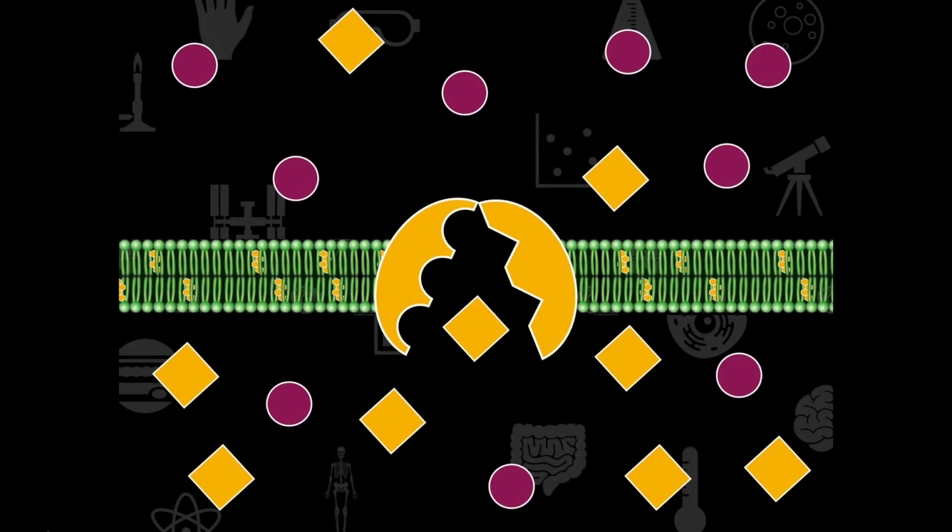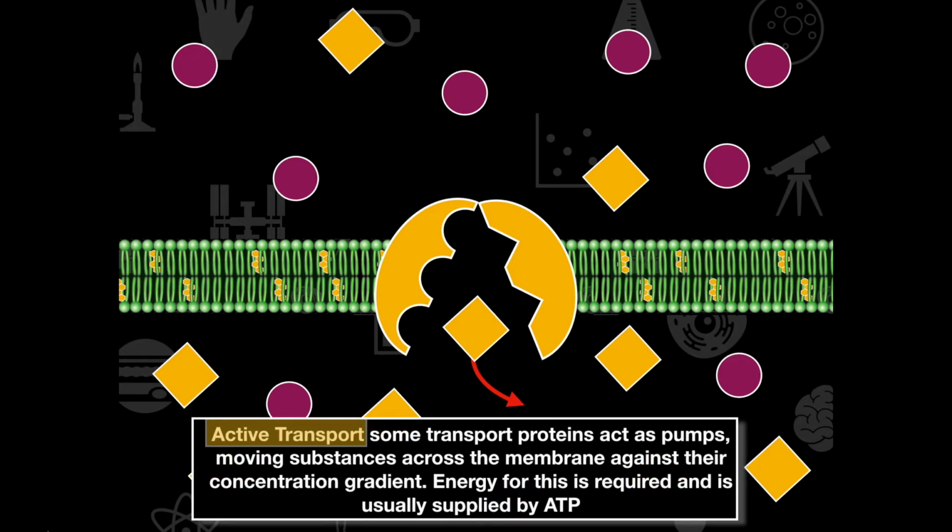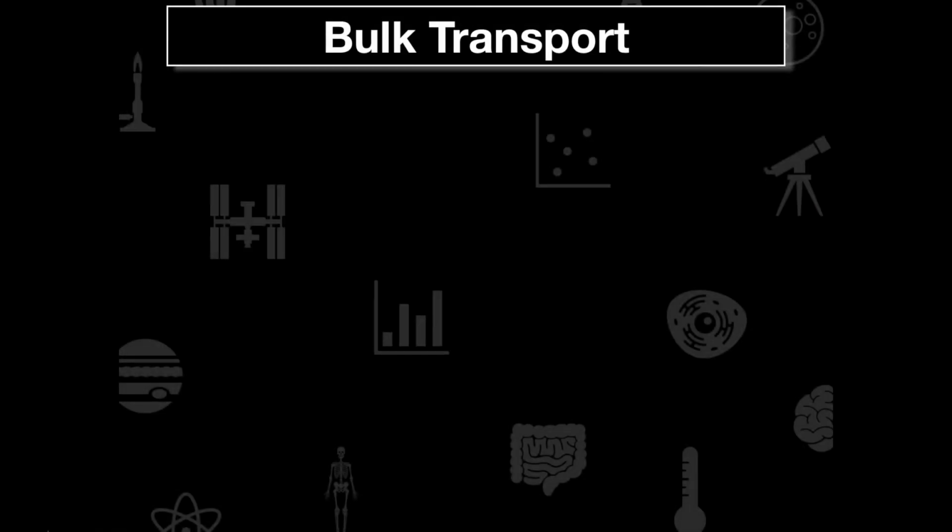Now, active transport, well, this is different. Remember, we are pumping against the concentration gradient. Active transport is when transport proteins act as pumps, moving substances across the membrane against their concentration gradient. This requires energy for this to occur.